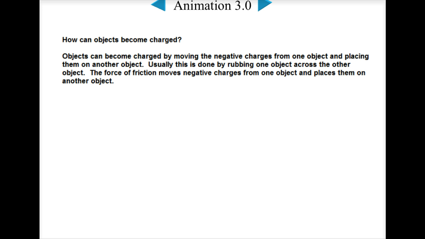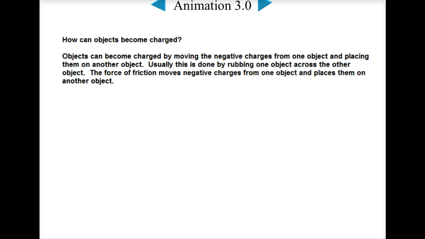So how does an object become charged? Objects can become charged by moving the negative charges from one object and placing them on another object. Usually this is done by rubbing the one object across the other. The force of friction moves the negative charges from one of the objects and places them on the other. Negative charges are the only type of charge that can move.